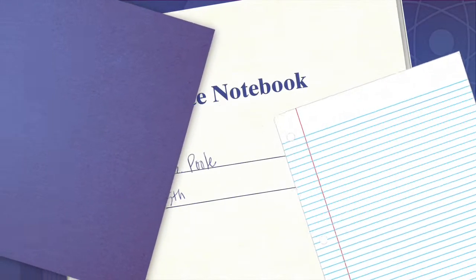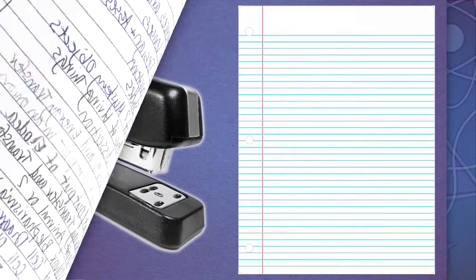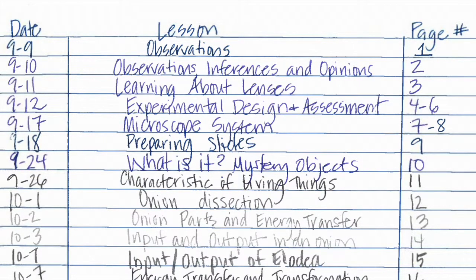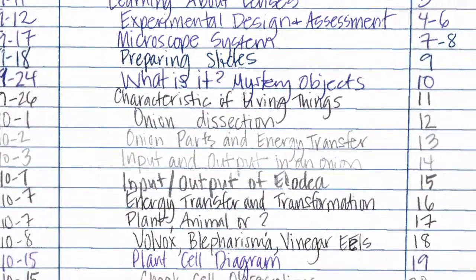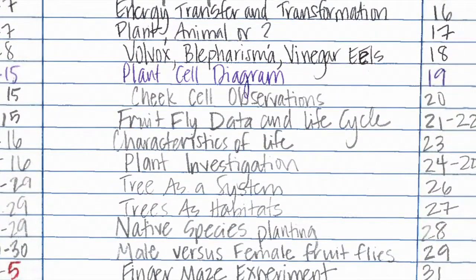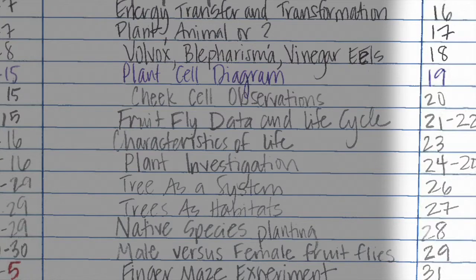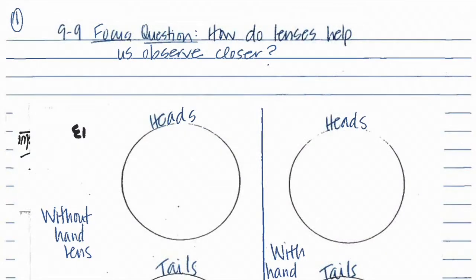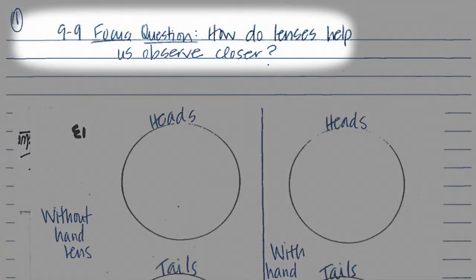For kindergarten through second grade, you can use a piece of construction paper to serve as front and back and staple down the side. We ask students to use a table of contents in their notebooks as real scientists do. It can look something like this. Students will also need to number each page. For each lesson, have students date the page and write or place the focus question in their notebook.